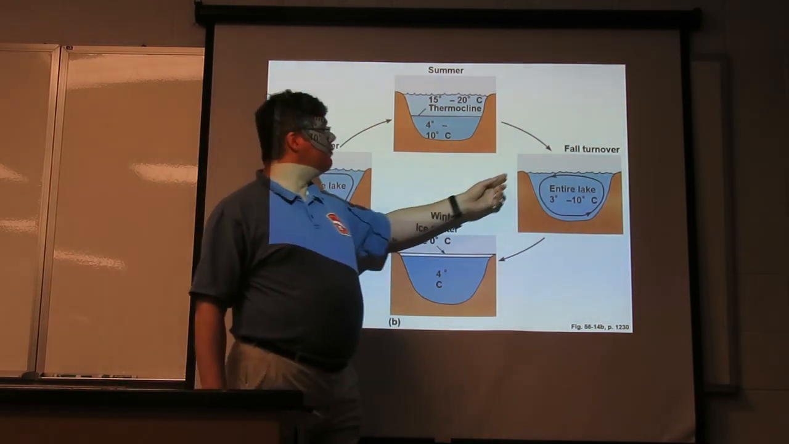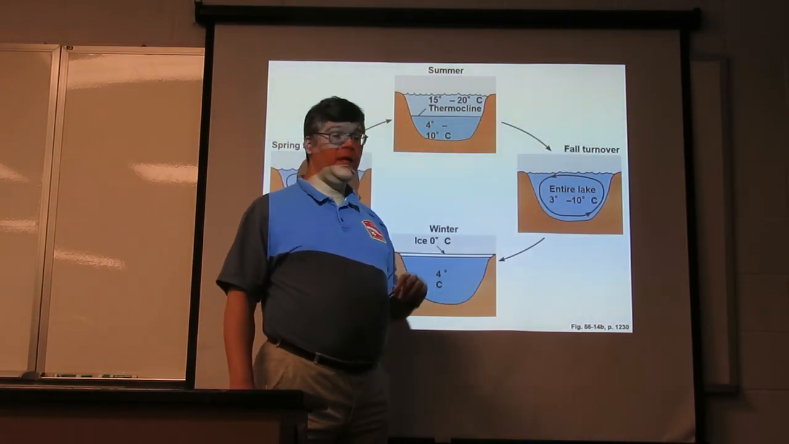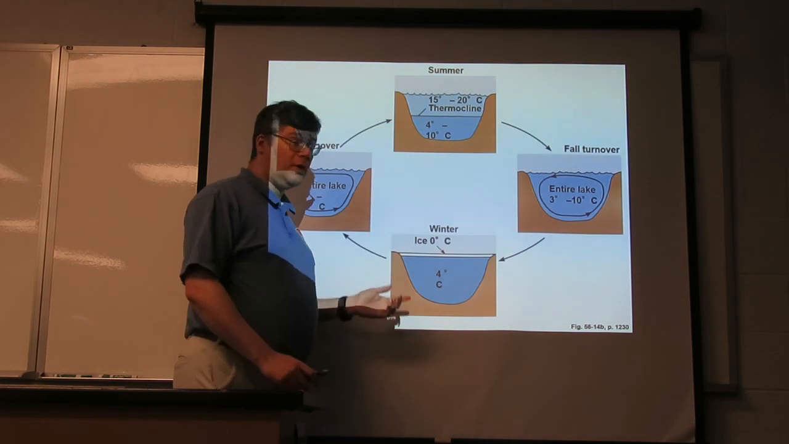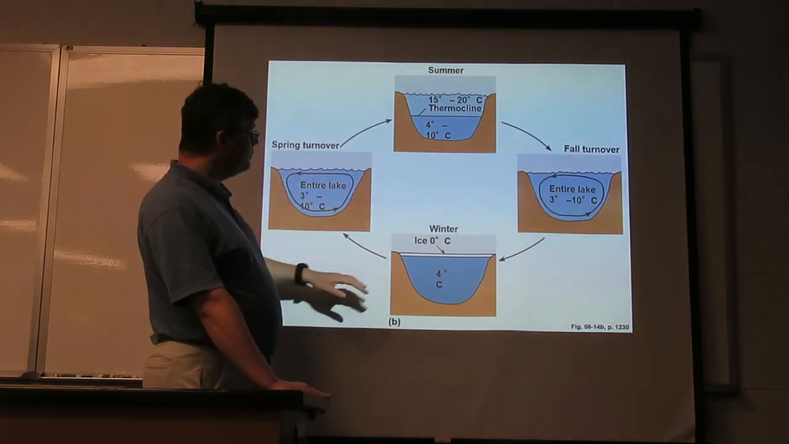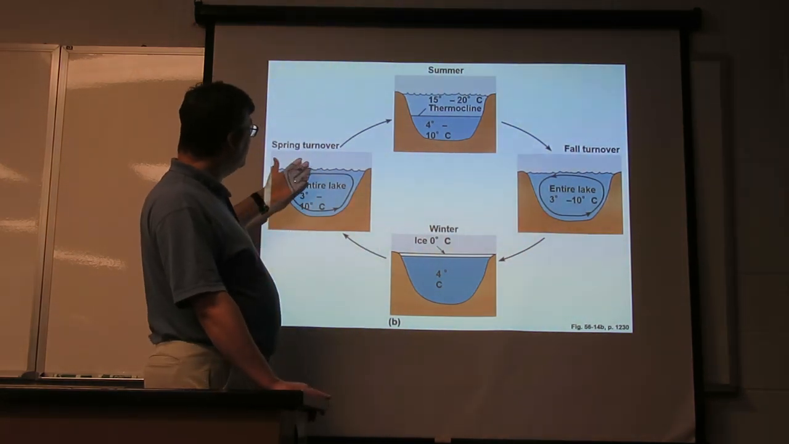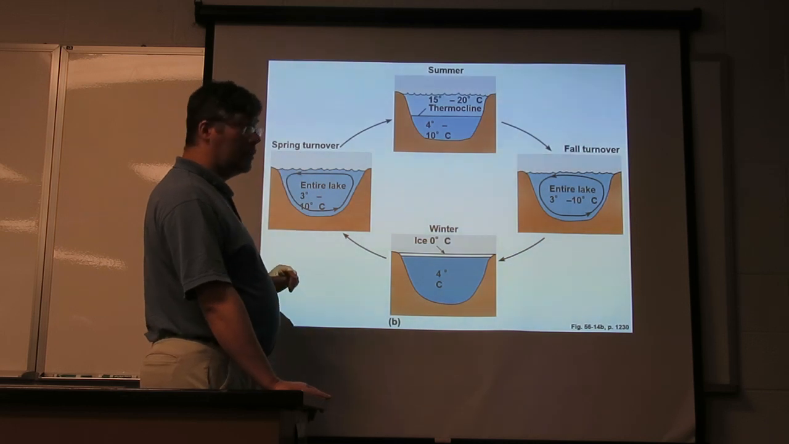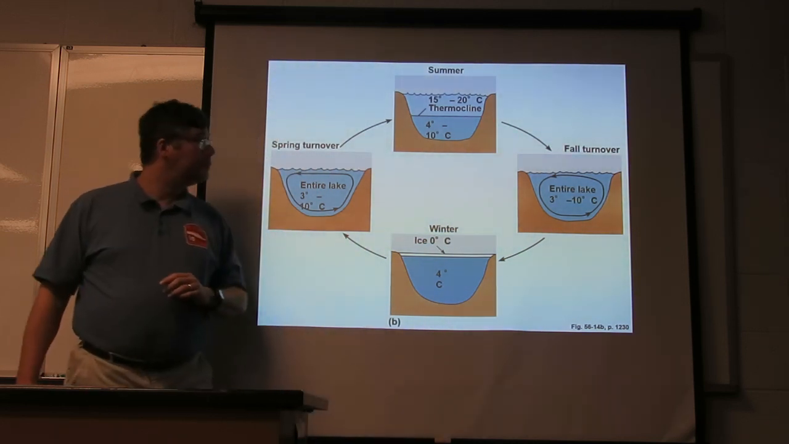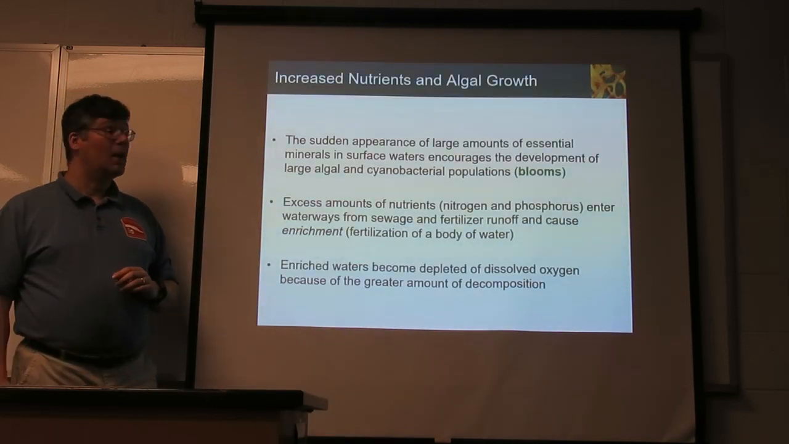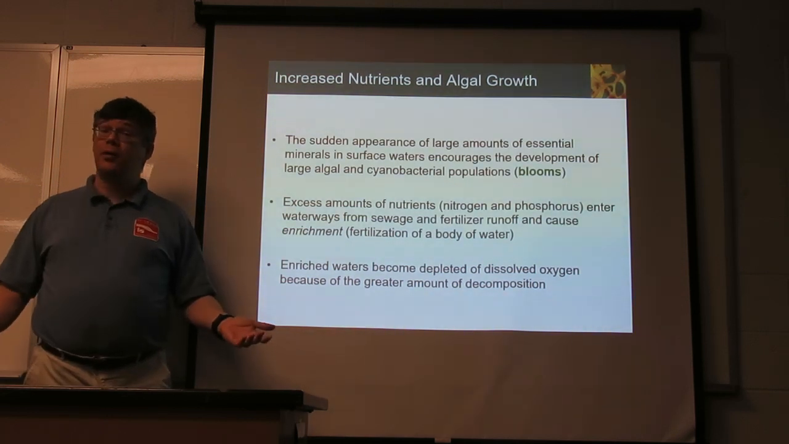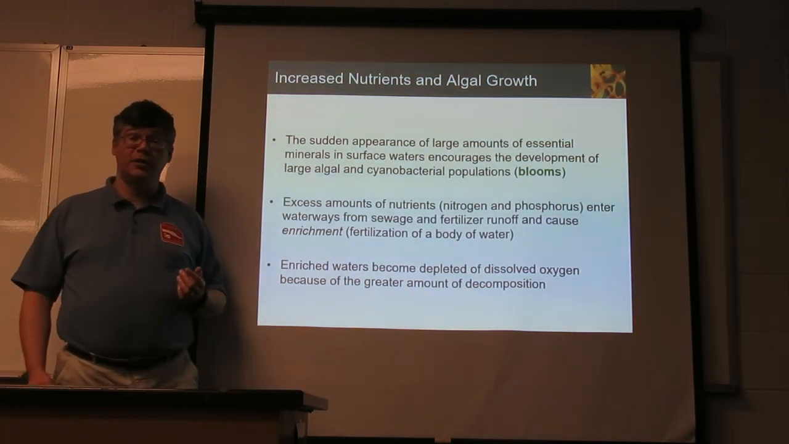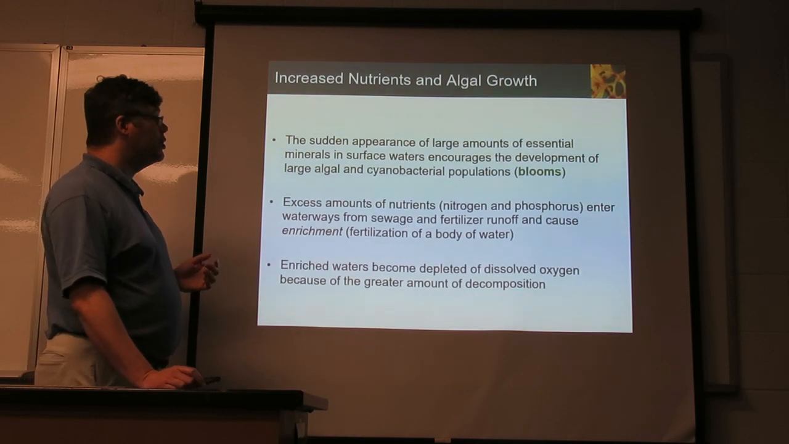Fall, again, you have mixing as the temperatures become more even top to bottom. Winter, ice. Spring, again with melting ice mixing, gives you this cycle. You even see some of that pattern occurring in parts of the ocean as well, where you have seasonal change like that.